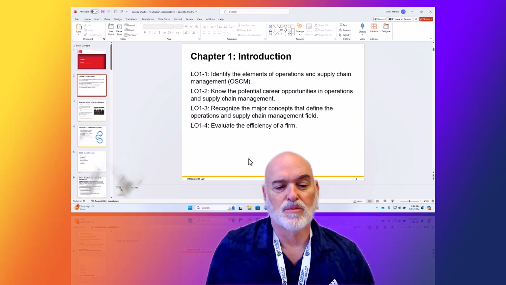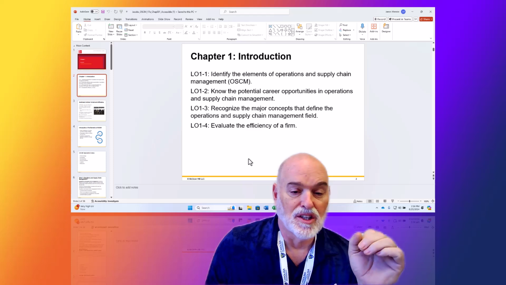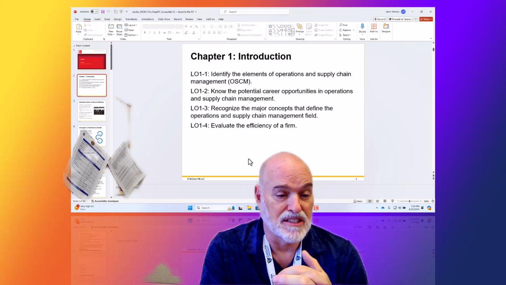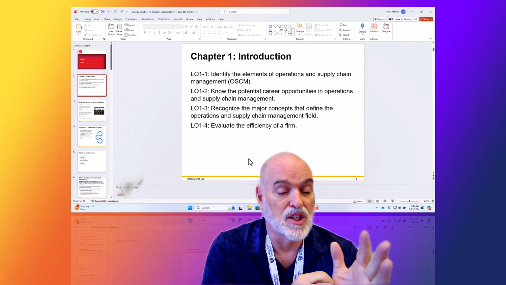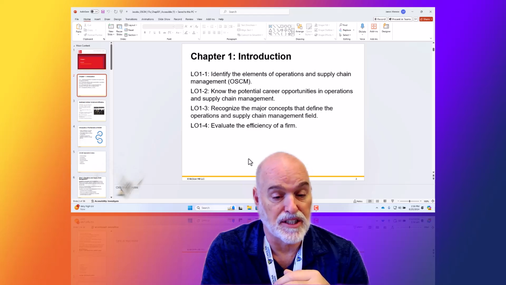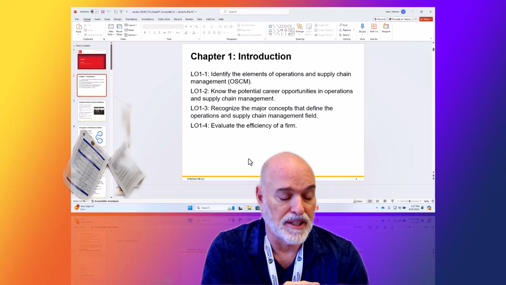For the introduction, we're going to identify the elements of operations and supply chain management. We're also going to look at the potential career opportunities in operations and supply chain management, as well as learning the major concepts that define the operations and supply chain management field. And we're going to evaluate the efficiency of a company.